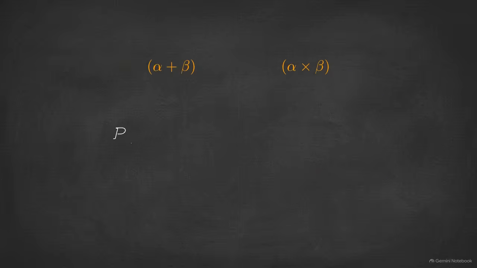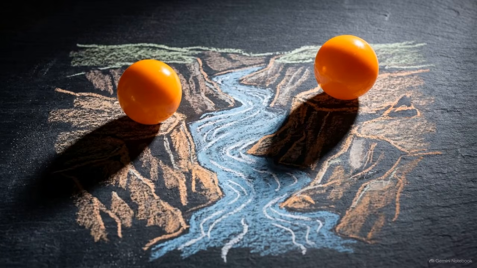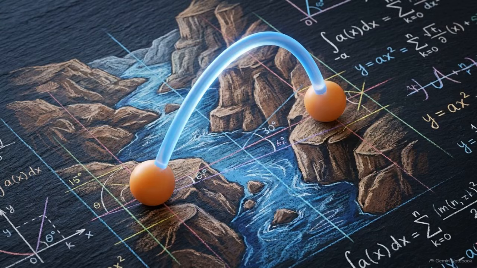This relationship allows us to build an algebraic equation directly from geometric observations. Using the master formula, we can take the observed sum and product of the endpoints and drop them directly into a standard equation format to generate the curve. If an engineer knows where a bridge must anchor to the earth, they can use this symmetry to reverse engineer the exact mathematical arch required to connect those points.